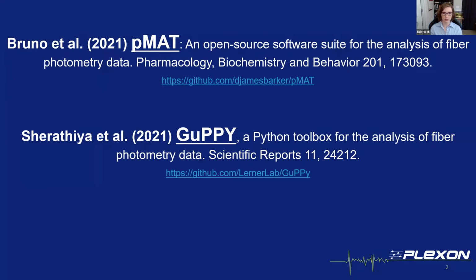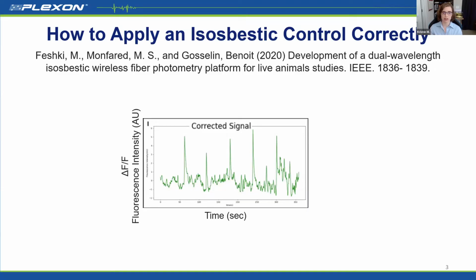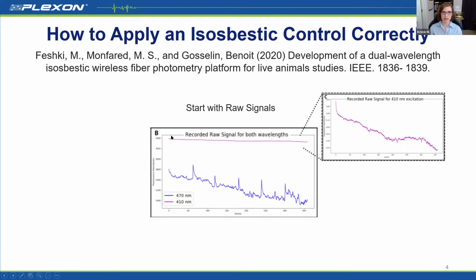Aren't the data just displayed as delta F over F, which is change in fluorescence over fluorescence, which is shown in this graph here over time? Well, unfortunately, while the concept is simple, the mathematical execution is not. And this is because the isobestic control, which is used as the baseline because it's a calcium independent signal, is on a different scale and a different range than the signal of interest.